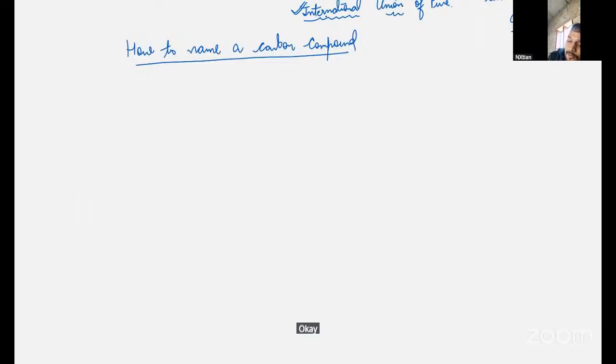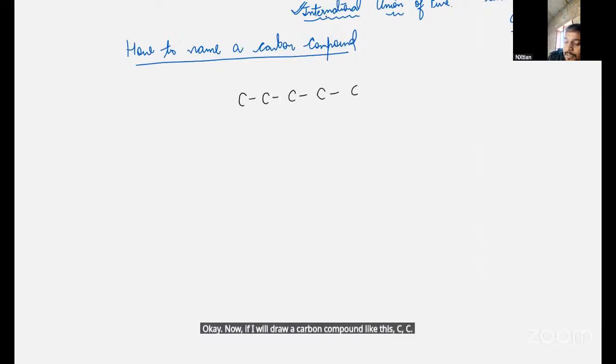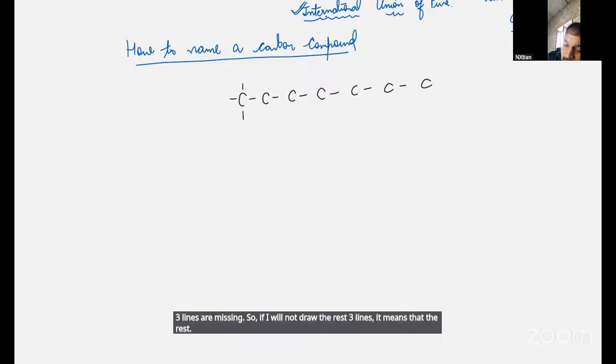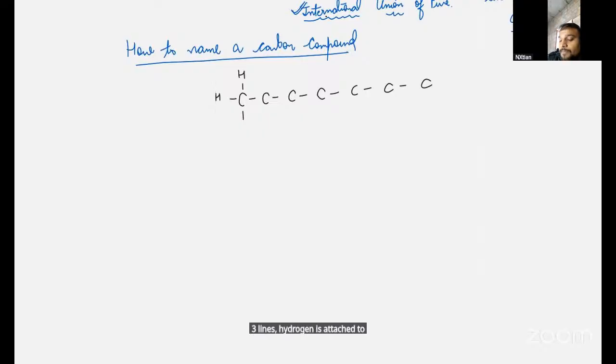Now, if I draw a carbon compound like this: C, C, C, C, C, C. Are these carbons all balanced? No, not at all. Why? Because I told you each carbon should have 4 lines with it. This carbon has only 1 line; 3 lines are missing. If I do not draw the remaining 3 lines, it means hydrogen is attached to it, like this.